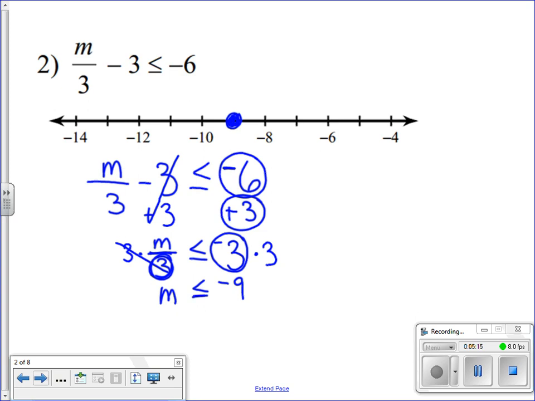My sign right down here says it's also equal to, but it's also all the numbers that are less than it. So now I'm going to this arrow on the left-hand side. I'm going to darken it in. And then again, I'm going to darken in my line between my circle and my arrow. And it's all the numbers that are equal to negative 9 and less than negative 9.